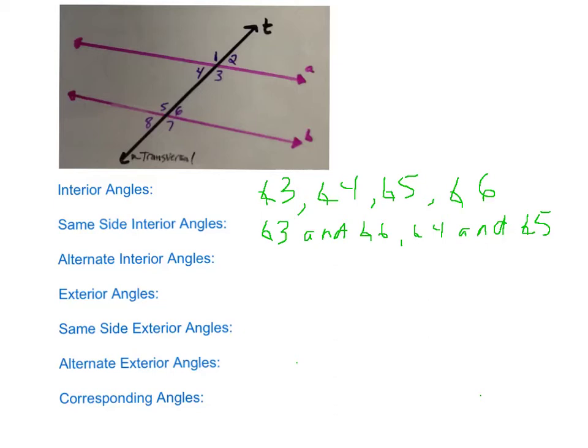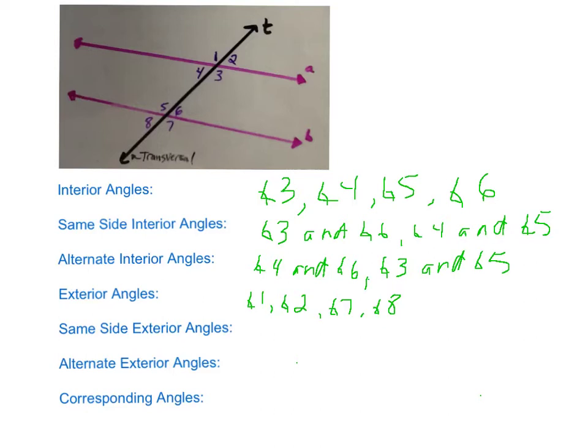Now, if we're looking at alternate interior, those are the angles that are in the interior, inside the two lines A and B, but they're on alternate sides of the transversal. So that would be angle 4 and angle 6. Also, another pair would be angle 3 and angle 5. Exterior angles are if you're looking at lines A and B, what's on the outside of them. That would include angle 1, angle 2, angle 7, and angle 8.